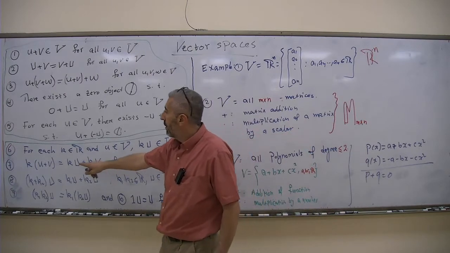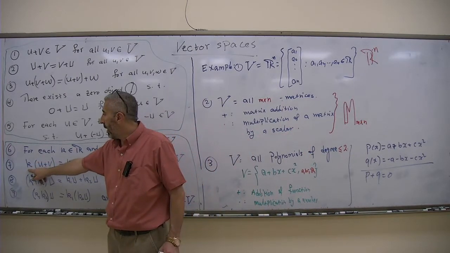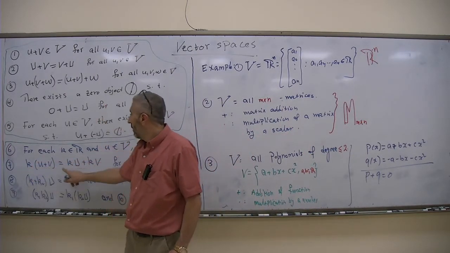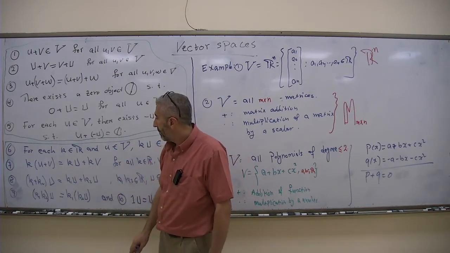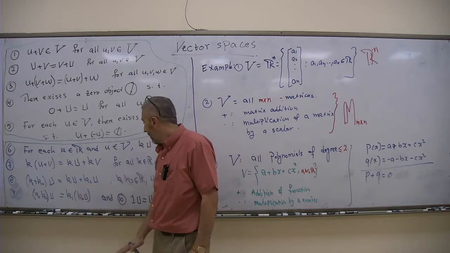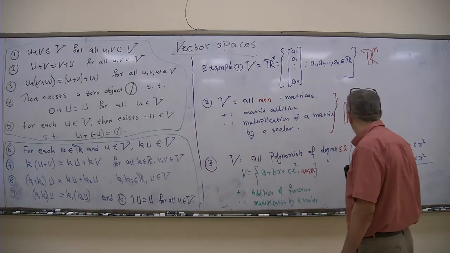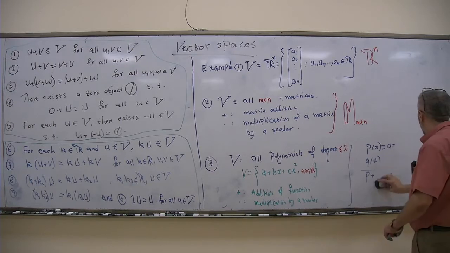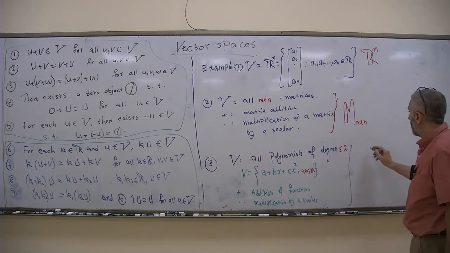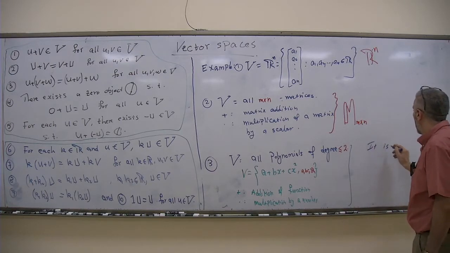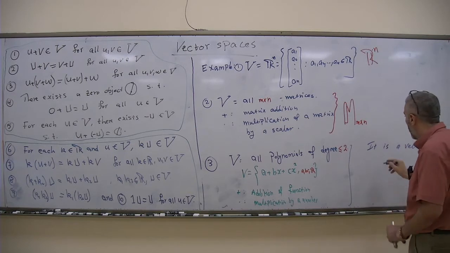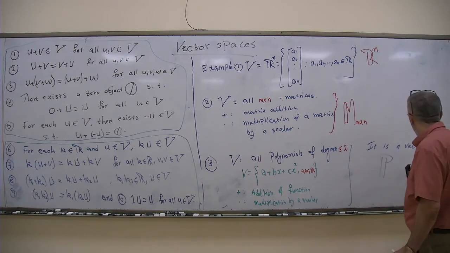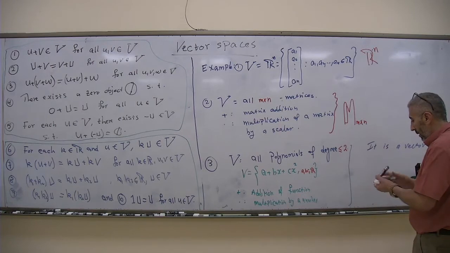Number 7, add two polynomials, then multiply by a constant. That is the same as if you multiply each one of them by that constant, then add them. This condition, this condition, this condition, all of them are satisfied. So this is a vector space. It is a vector space. And this vector space, we call it P2.